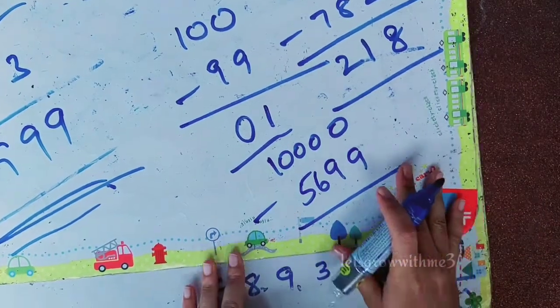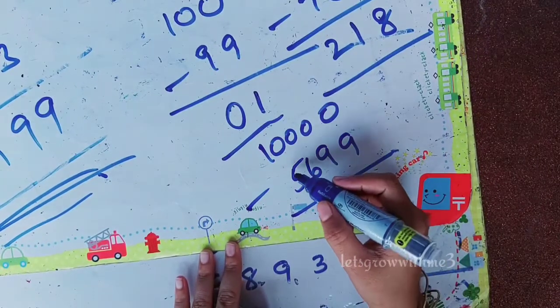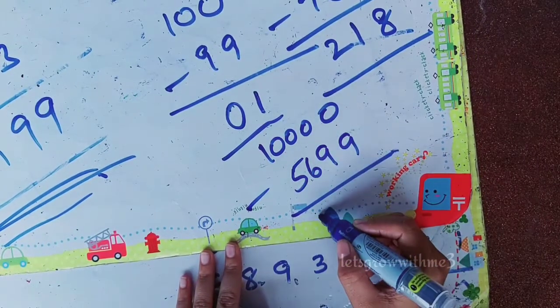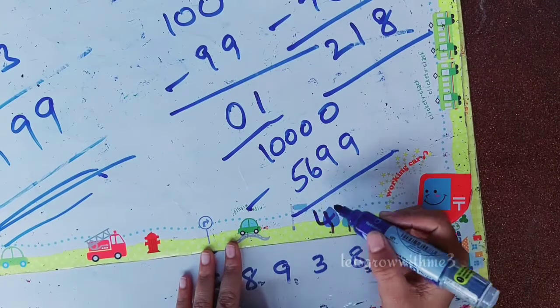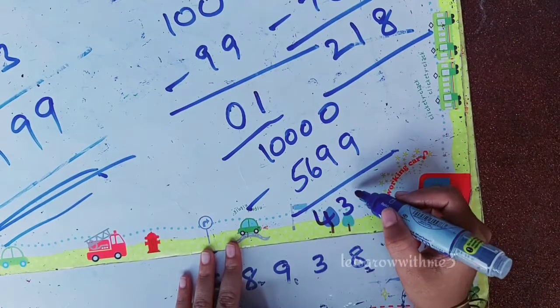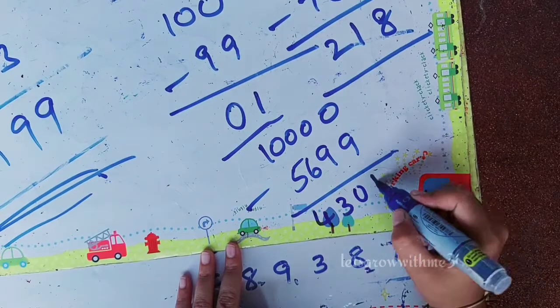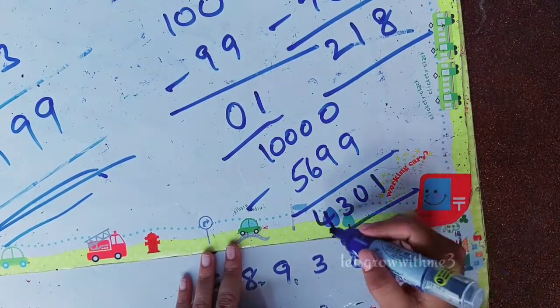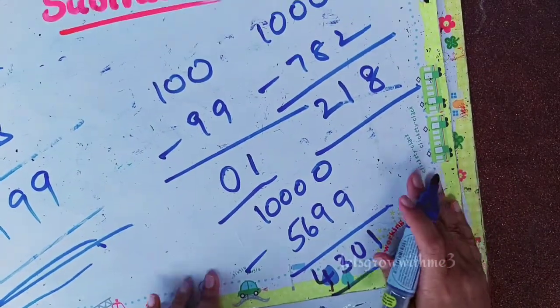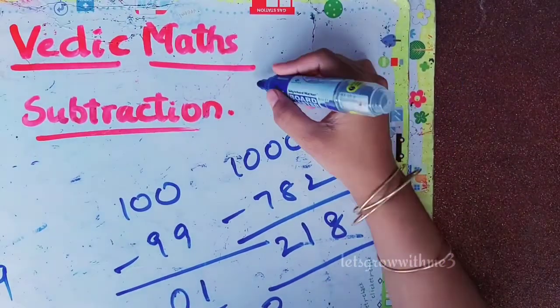Okay, so let me take one more example. Okay, 5 plus 4, we will get 9. So 4, and then the next position is 3. 3 plus 6 is 9. So 9, plus 0. Okay, and except the last one is with the 10. So that means I need to add 1. Okay, so the answer is 4301.